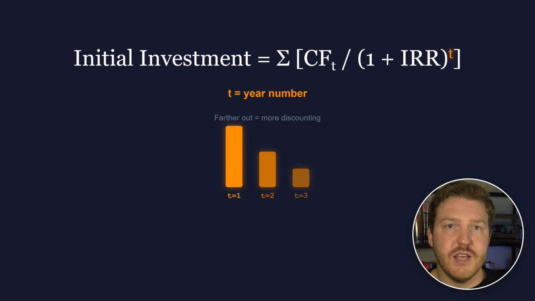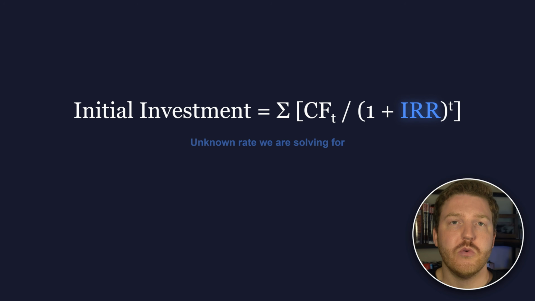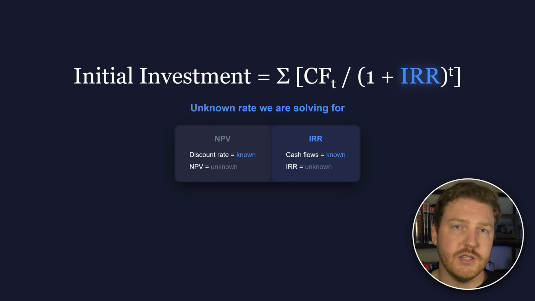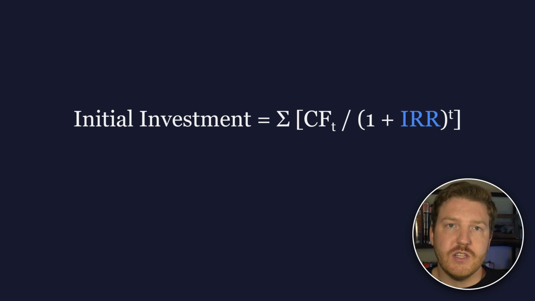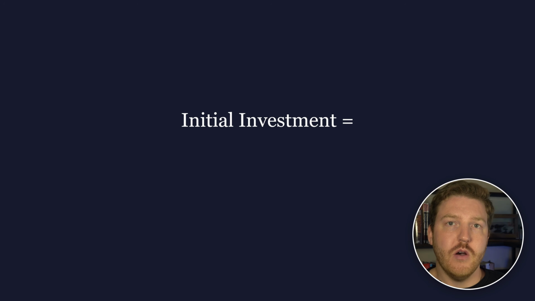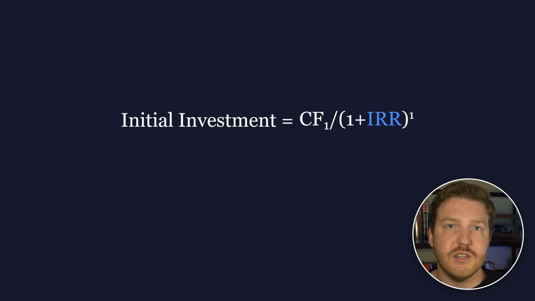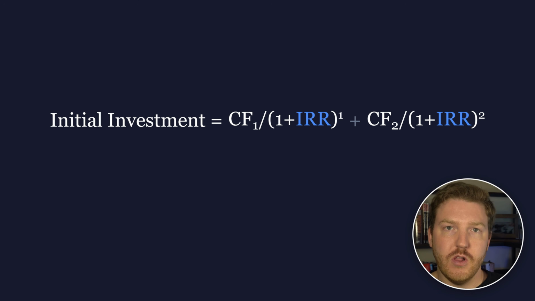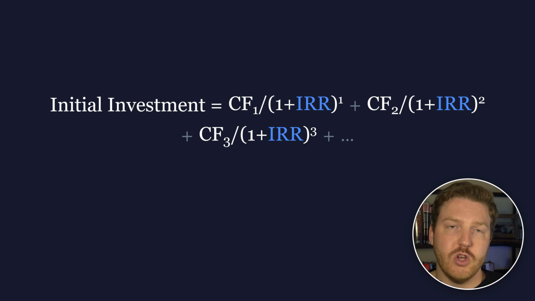The important difference is that here IRR is unknown. With NPV, you usually know the discount rate and calculate the net present value. With IRR, you know the cash flows and you solve for the discount rate that makes the equation balance. The initial investment equals the discounted value of year one's cash flow plus the discounted value of year two's cash flow plus the discounted value of year three's cash flow, and so on.